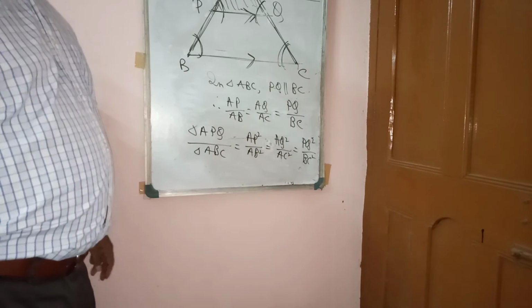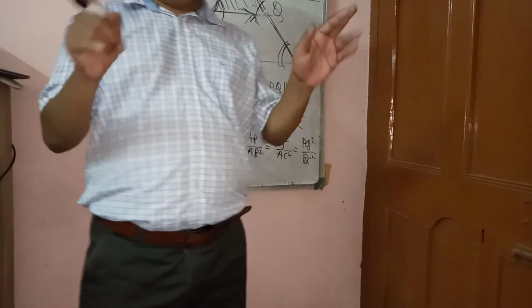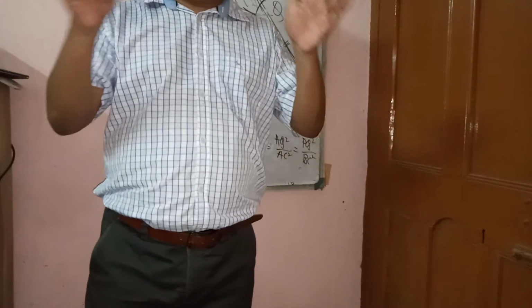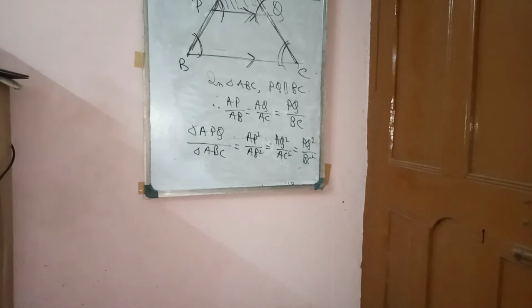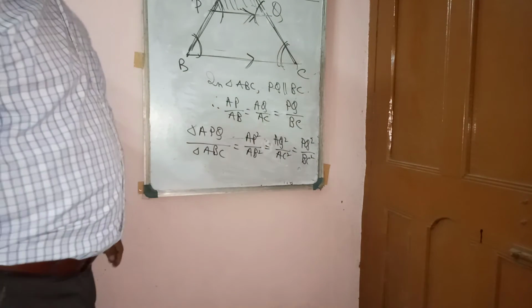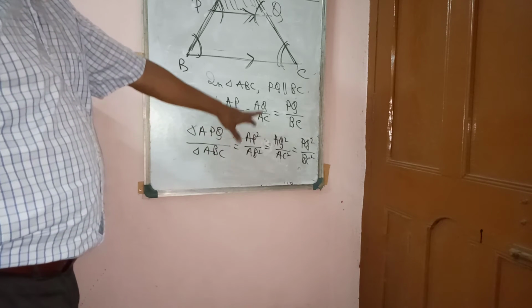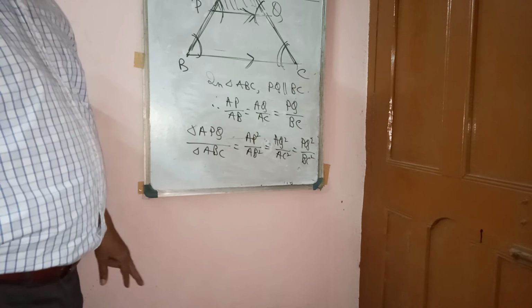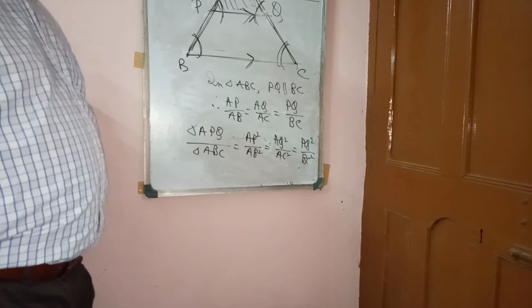Keep in mind, today we are learning that if two triangles are similar, their corresponding sides are proportional, and the ratio of the areas of the two triangles, area APQ by area ABC, is AP square by AB square, AQ square by AC square, PQ square by BC square. Keep in mind.